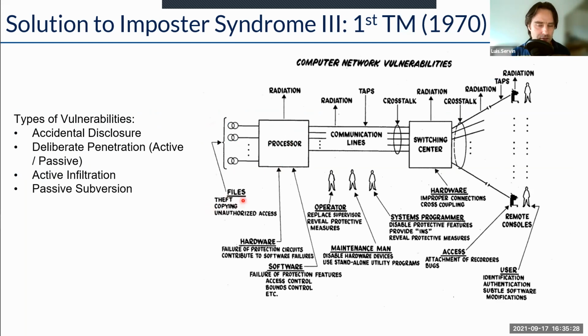And you will see that basically they identified with these gigantic computers that took up whole rooms. Look at the computer in comparison to the people. They identified basically STRIDE: information disclosure, active and passive elevation of privilege, authorization tampering, spoofing, you name it. So basically, there is nothing new under the sun.